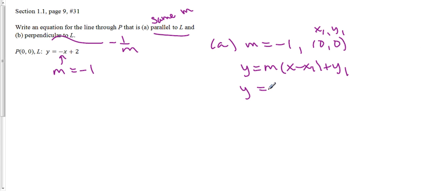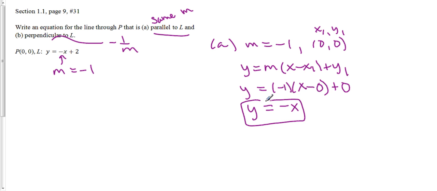So I'm going to have y. I'm going to put in my slope, which is going to be negative 1. I'm going to have x minus 0 because x1 is equal to 0, plus 0. So I'm going to end up with, after a minimal amount of algebra, y is equal to negative x.